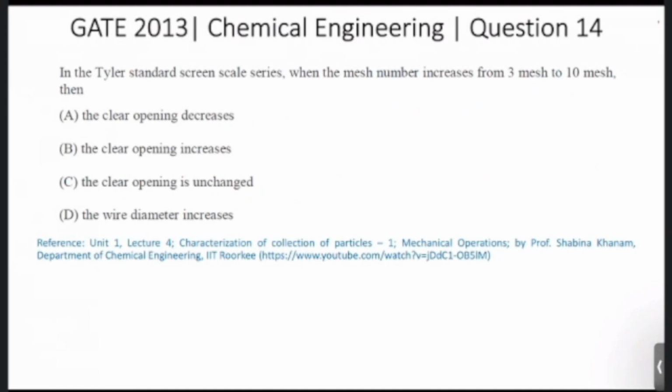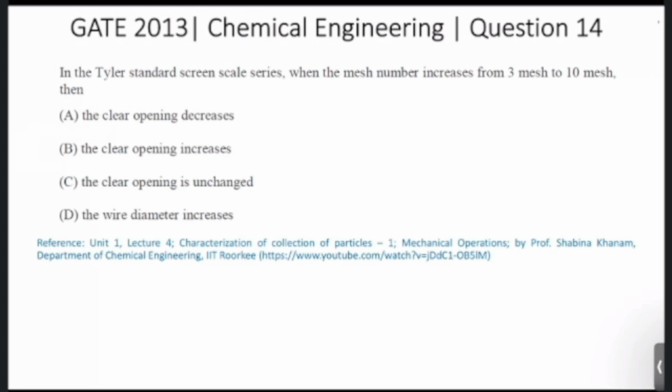So this is a question from GATE 2013 from Chemical Engineering, question number 40. In the Taylor Standard Screen Scale series, when the mesh number increases from 3 mesh to 10 mesh, then option A, the clear opening decreases, option B, the clear opening increases, option C, the clear opening is unchanged, option D, the wire diameter increases.